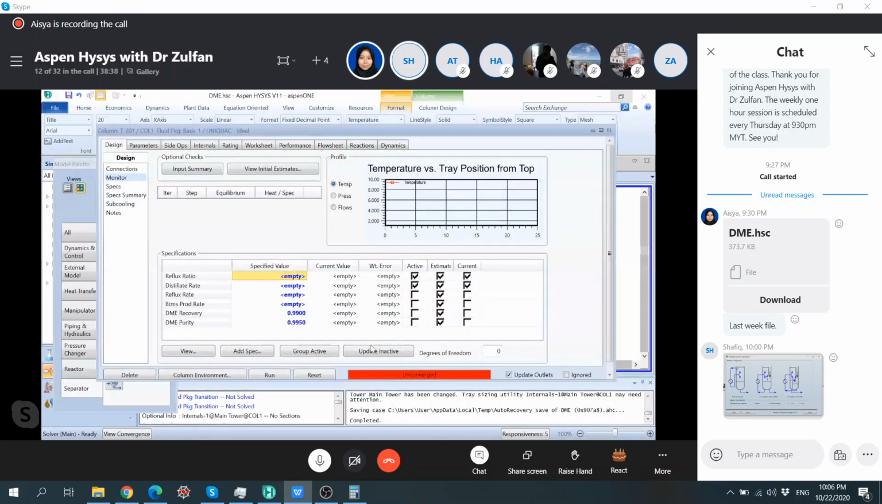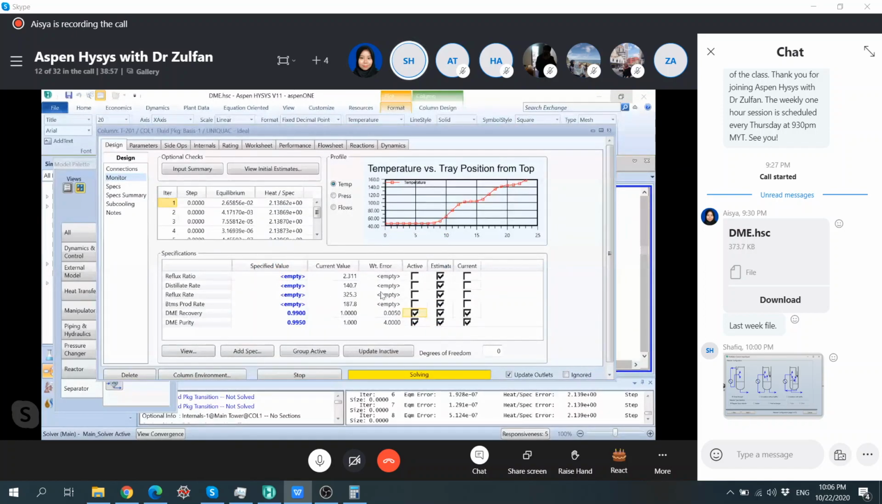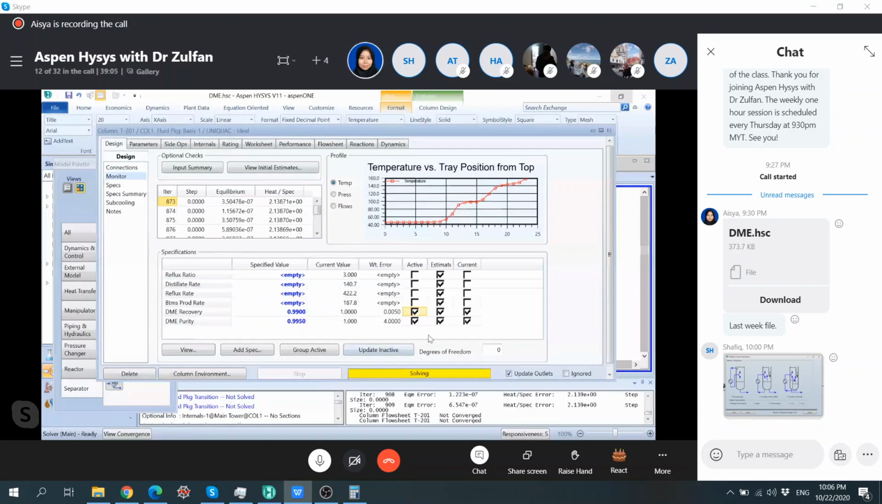Okay. Right. So now we need to make this DME recovery and then DME purity the active controllers, so to say. So we just untick that reflux ratio and distillate rate. Yeah, it's already solving. So I just want to show you, if you untick one, that means you only tick one. So you have a degrees of freedom of 1.